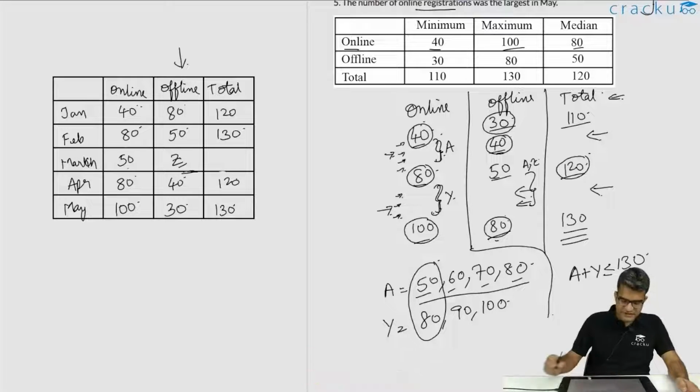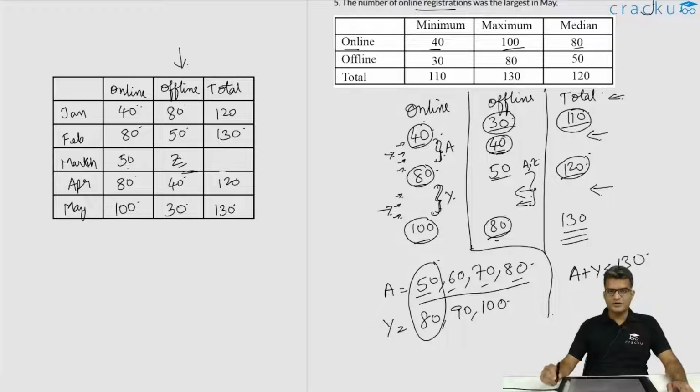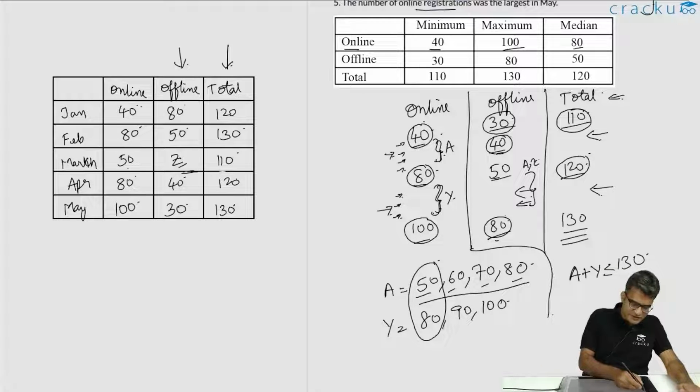What is the value of Z? The value of Z has to be 60 because the minimum value of the total of 110 did not occur in this table. We got two 120s, we got two 130s, but the minimum value of 110 did not occur. So this has to be 110. This would imply that this Z has to be 60.